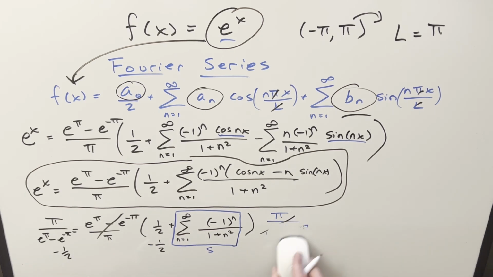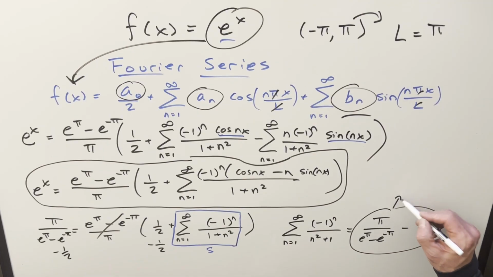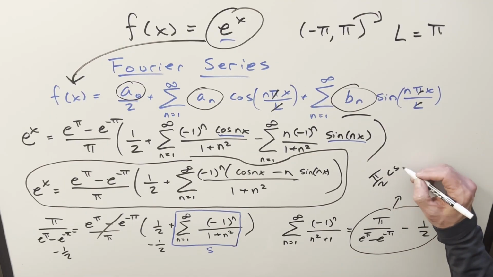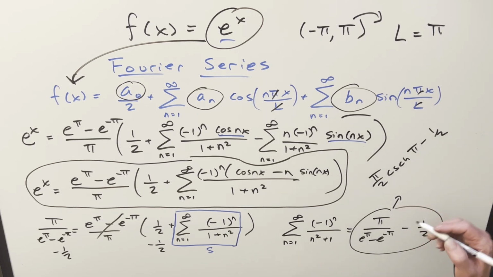And so let's see what we have. For the sum from 1 to infinity of minus 1 to the n over n squared plus 1, we get just pi over e pi minus e minus pi, minus 1/2, and that's it. Alternatively, we could write it as pi over 2 hyperbolic cosecant of pi, minus 1/2. So that's kind of another way to write it.